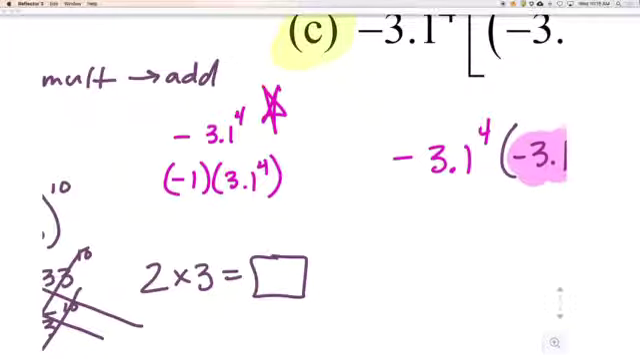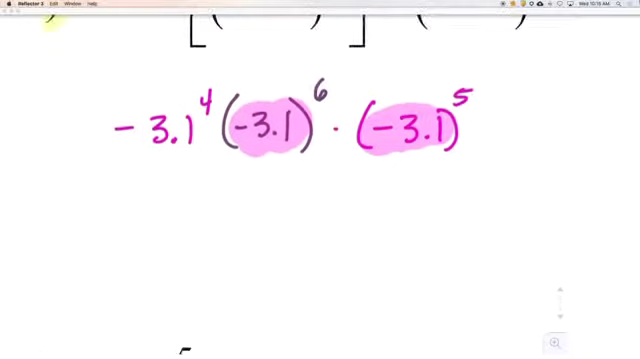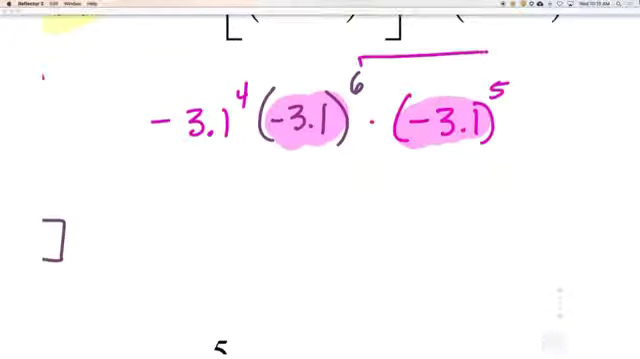I show you how to do things, but I also point out the common errors so that you can avoid them, right? So let's go ahead and combine these fellas, because I can. That's going to be the quantity, negative 3.1 to the what? 30th or 11th or peaches power? 11th. We add them, right?